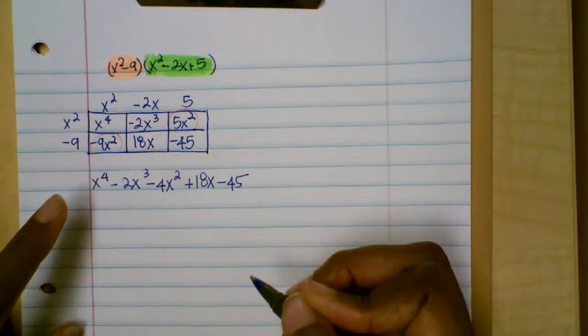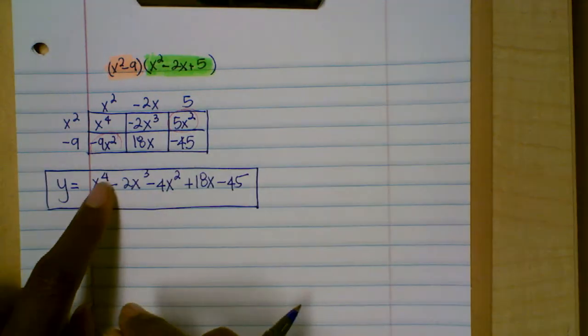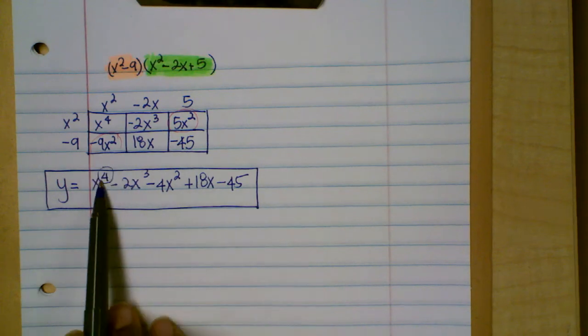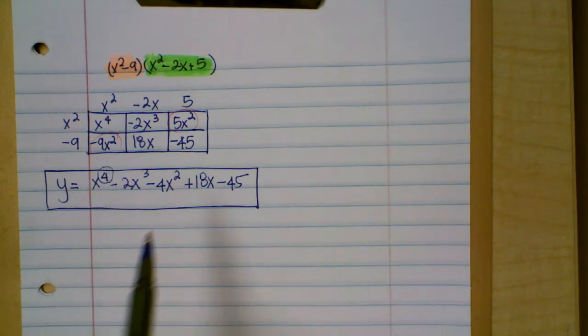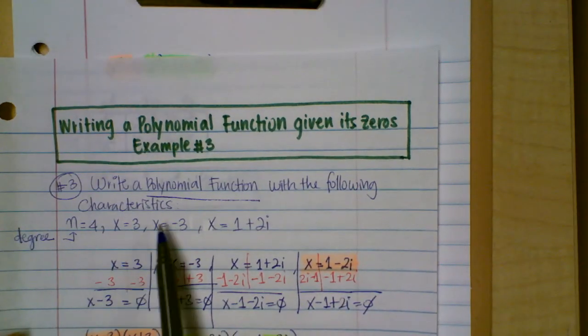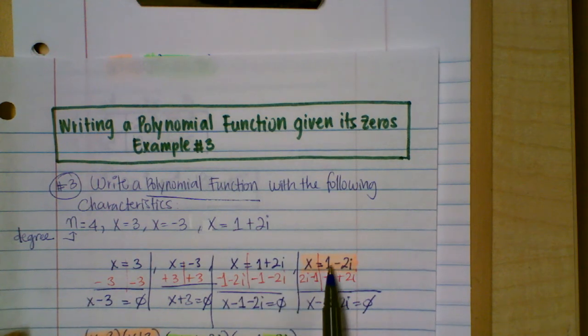So since they ask for polynomial functions, I'm just going to label it or name it y. You could use f of x, but I'm just going to choose to name it y. And that's the end. Okay, so again, this is n. Remember earlier they said the polynomial is n degree. It's a 4th degree polynomial. And what we have here, again, is a 4th degree polynomial. So this 4th degree polynomial has zeros 3, negative 3, and the complex conjugate pair 1 plus 2i and 1 minus 2i.